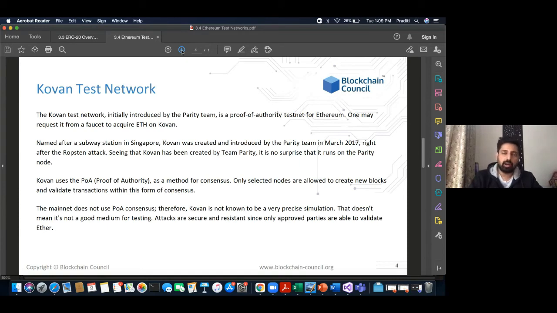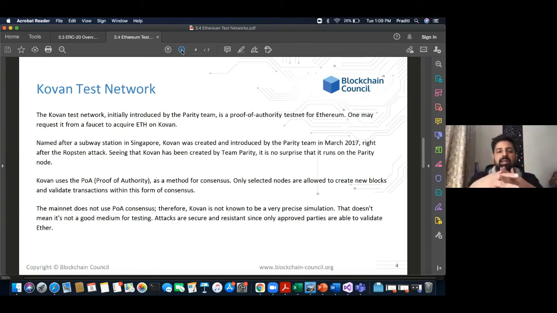It's very new right now, I would say, Kovan, in terms of development. And this was actually built when the Ropsten network was attacked. Seeing that Kovan has been created by Team Parity, it is no surprise that it runs on the Parity node. Kovan uses proof of authority as a method of consensus, and only selected nodes are allowed to create new blocks and validate transactions within the form of consensus. You give authority only to a selected network of nodes. Everyone hasn't got the authority.